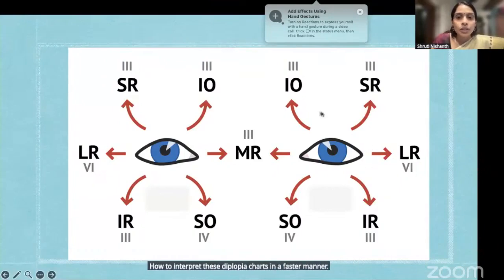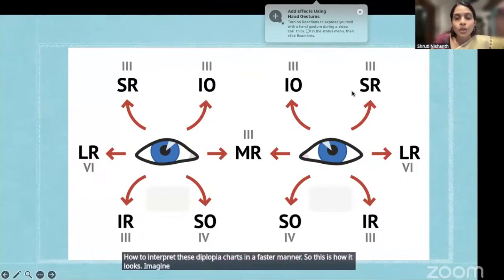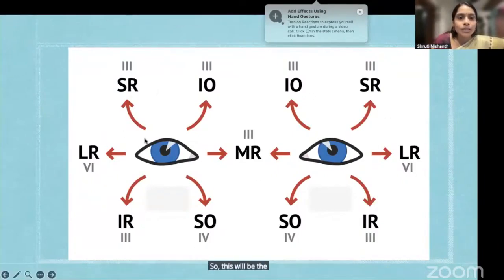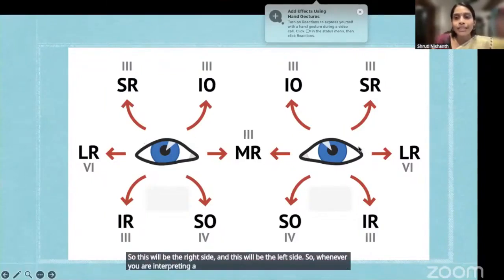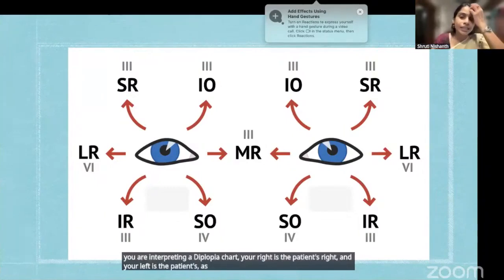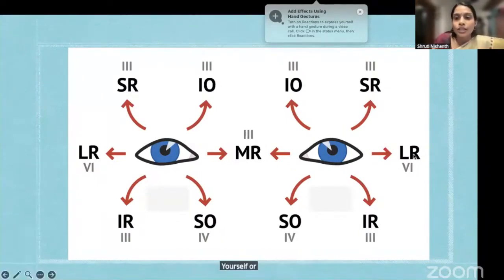So this is how it looks. Imagine in a diplopia chart, the right is always on your right side, as though the patient is seeing. So this will be the right side and this will be the left side. Whenever you are interpreting a diplopia chart, your right is the patient's right and your left is the patient's left, as though you are interpreting it for yourself. So here, this is the right side.